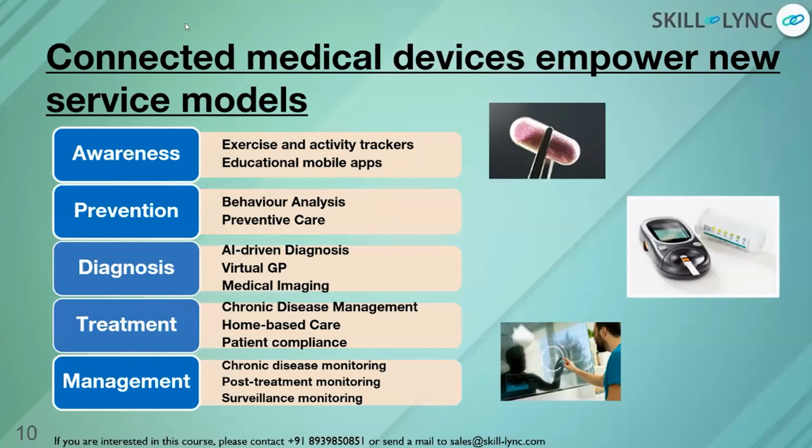The next is treatment. As I told you, for chronic disease patients, instead of staying in hospitals, the treatment can be done remotely or in their home. Home-based care can be done, patient compliance can be given. So it is also useful for the hospitals, where the monitoring and maintaining during the treatment and after some surgery or some kind of medical interventions will be easy from the doctor's perspective as well. They can just open their mobile.